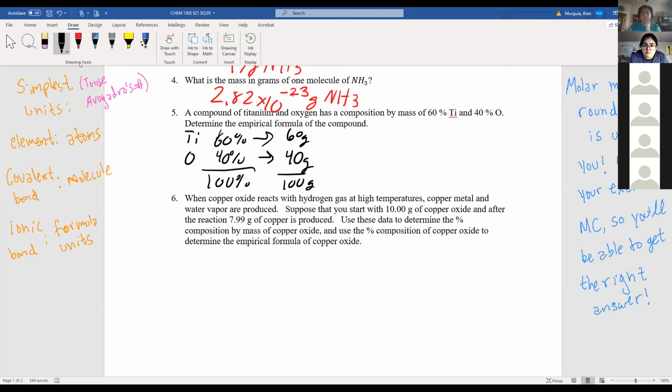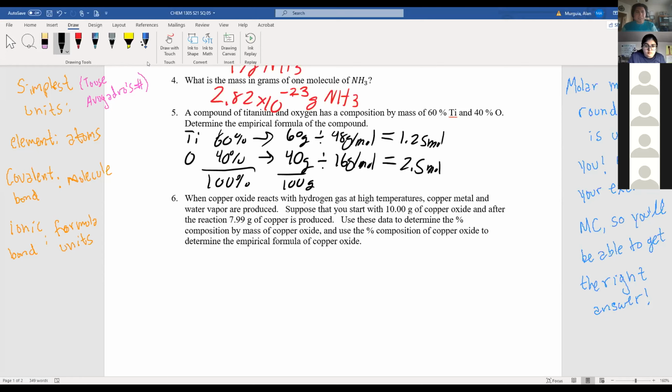Divide by the molar mass. So let's divide by the molar mass. And what is the molar mass of each substance? For titanium, it's 48. For oxygen, it's 16 grams per mole. And what do we get from here? 1.25 moles of titanium and 2.5 moles of oxygen. Let's see, 1.25 for titanium, you said? 1.25. And then for oxygen, what was it again? 2.5. So we have moles of each substance.